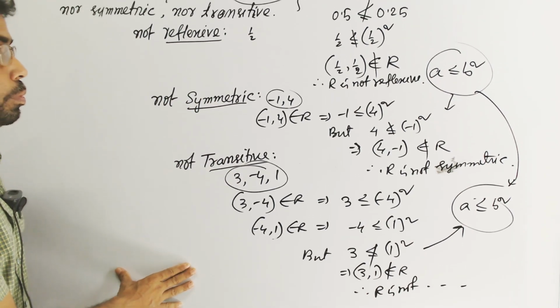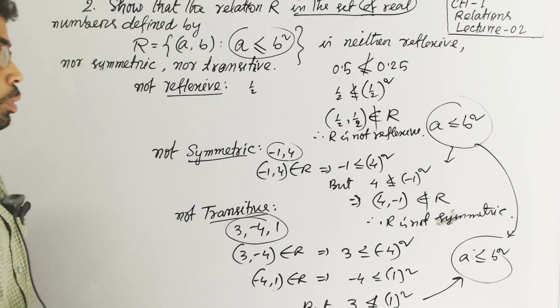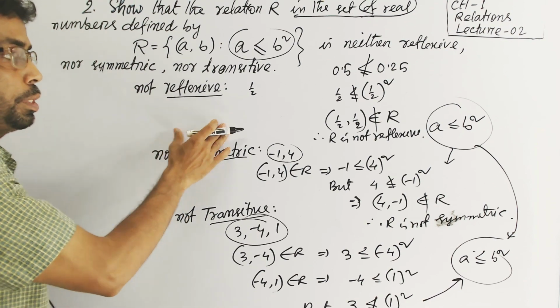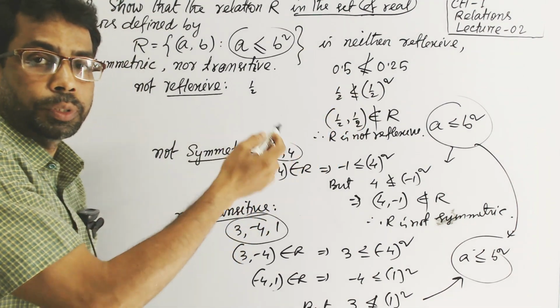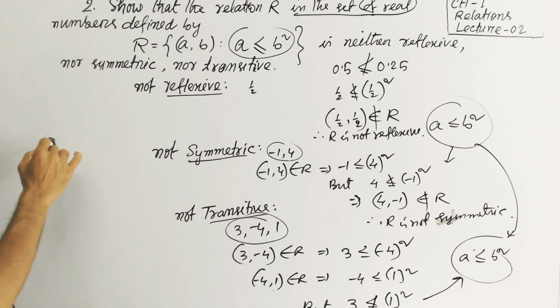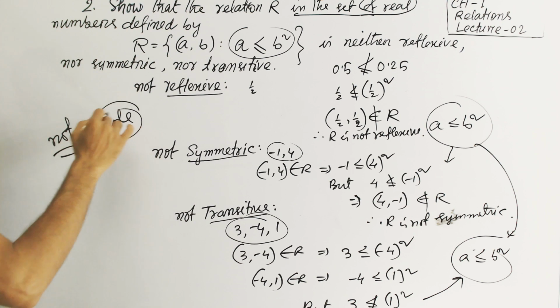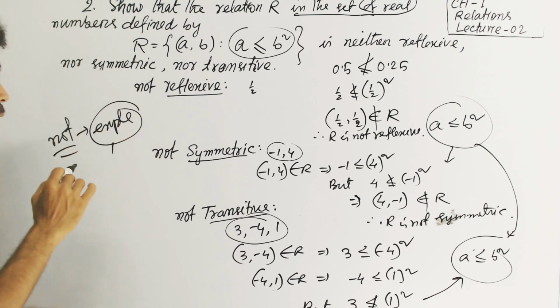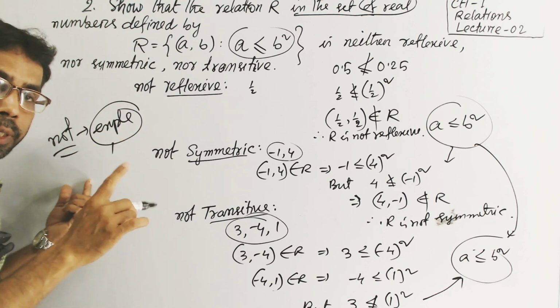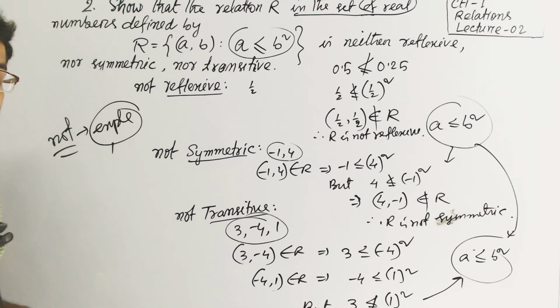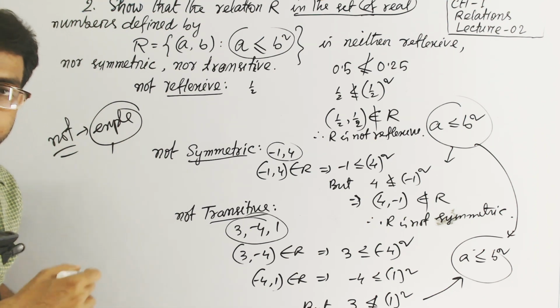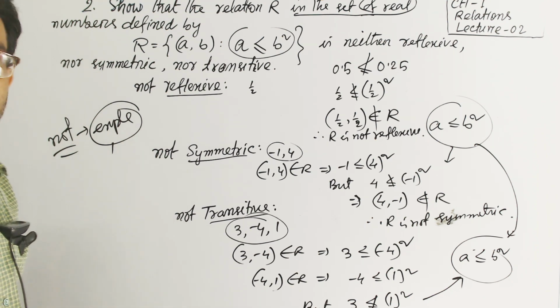So you have to keep in mind, whenever you are showing the relation is not reflexive, not symmetric, not transitive, that means when you are proving not, then we can take an example, it is easier to solve and easier to understand. But if it is reflexive, symmetric, transitive, then we must explain with arbitrary elements, that is taking a, b, c, not by example.